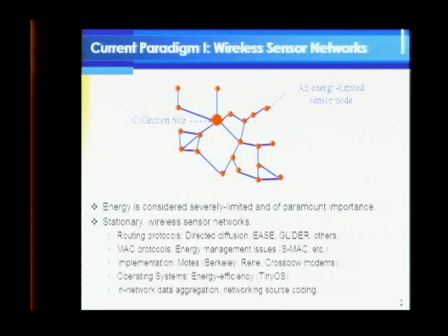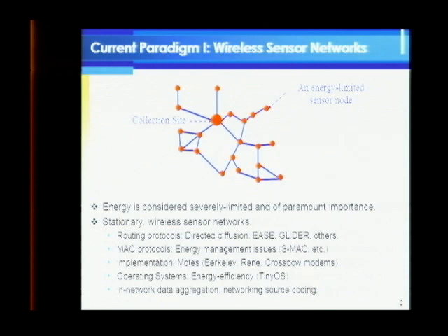And some of the recent work in the past 5 years in this area, examples for routing protocols are directed diffusion, EASE and Glider and others. MAC protocols, SMAC probably being the most important here. A lot of them use sleep schedules to put the nodes to sleep to conserve energy. In terms of implementation, today we have motes. It originally started out with Berkeley and Rene motes. Crossbow is the commercialized version, the company, and you can buy these motes for $100 this size. For operating systems, TinyOS is the one that was first designed for these types of networks.